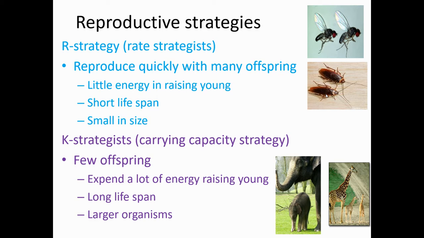The opposite of that is the K strategy, where they have very few offspring. They have like one or two offspring, and they spend a lot of time raising them to maturity. They live a long time, so they're investing a lot of time because they know the payoff in the end is going to be huge. We are K strategists, humans are. You can see in these pictures, we have elephants and giraffes, larger organisms that can easily take care of themselves and fend off predators.